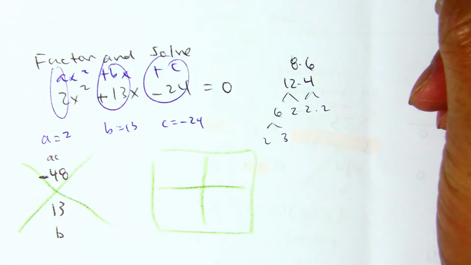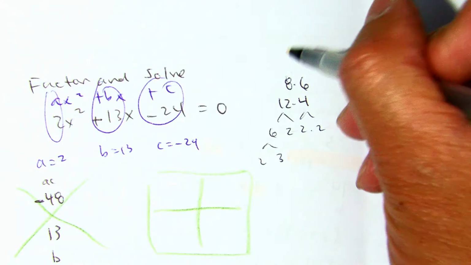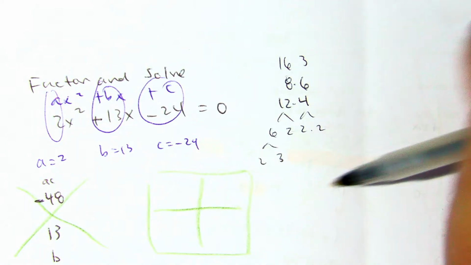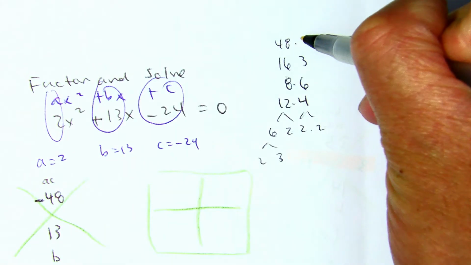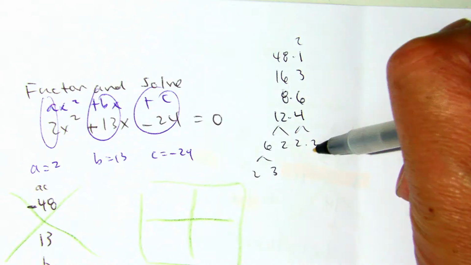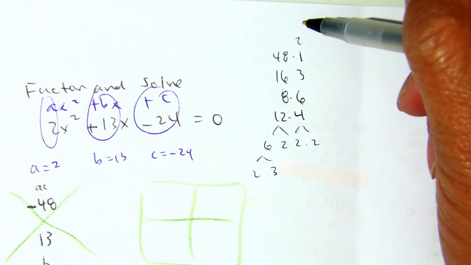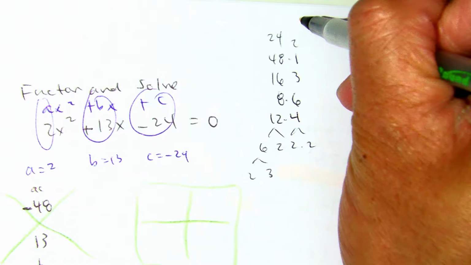Class, can you shout out some more? 16 and 3. So that would be the 2 times the 3. How about 48 and 1. How about 2 times 2 times 2 times 3? 24. So here are our numbers.